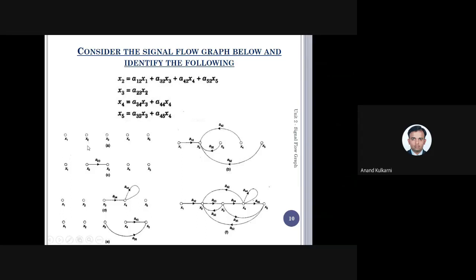As I told you, in some books they go for x1, x2, x3, or you can write only directly 1, 2, 3, 4, and 5. So there are 5 nodes.